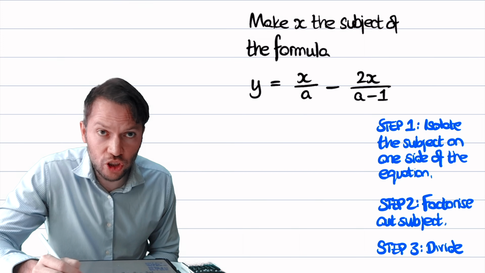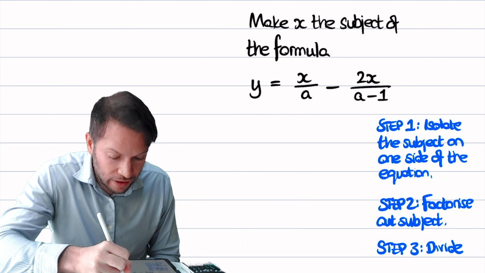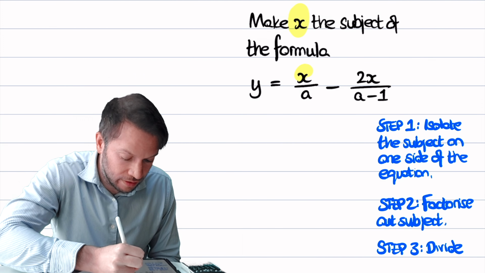In this video, we're going to change the subject of the formula where the subject, in this case x, is in multiple places in the equation and it's in the numerator of two different fractions. Now, these steps here, as we've seen before, is to isolate the subject, in this case x, on one side of the equation. But before we do that, we need to get rid of any fractions in the equation. We need to have everything opened up.